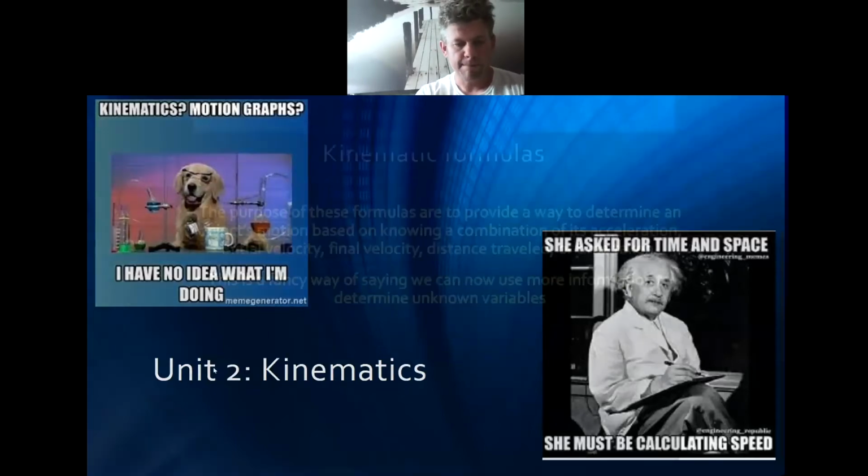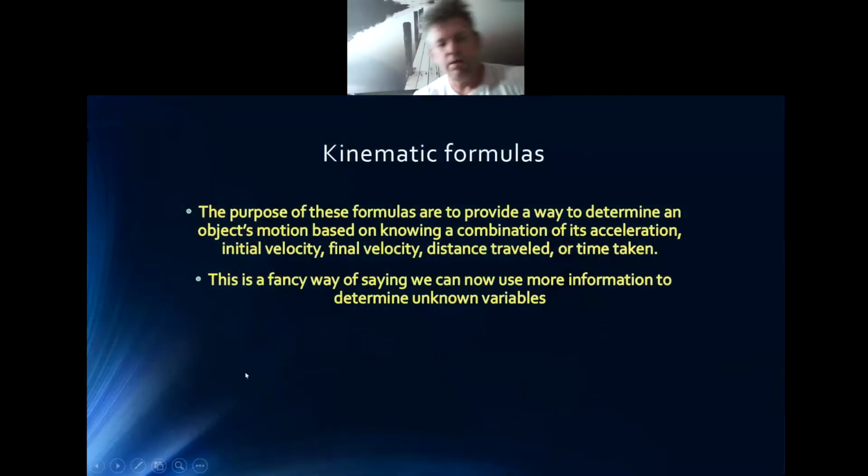So, kinematics. The purpose of these formulas, as you can see here, is to provide a way to determine an object's motion if we know acceleration, initial velocity, final velocity, distance traveled, or time taken. Those are the big ones for us. Meaning that instead of being locked into finding just velocity from distance over time or acceleration from change in velocity over time, now we can use more variables to find answers to problems that are out there for us, okay?